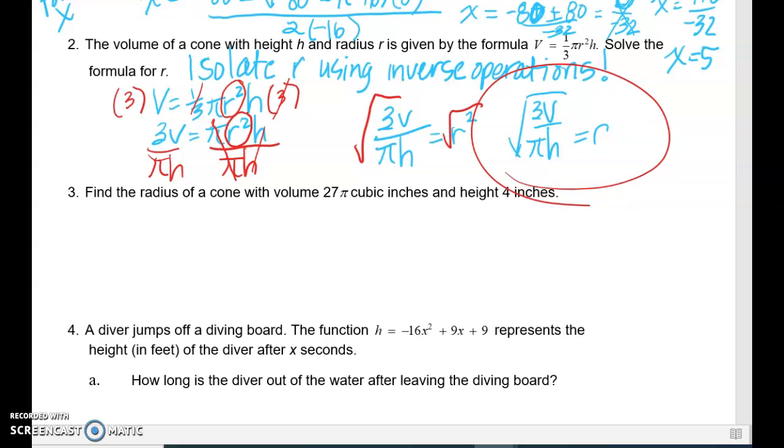So notice it says I want to find the radius of a cone, if my volume is 27 pi cubic inches and a height of 4 inches. So I'm just going to substitute those values in place of those pieces in the formula. It says my volume is 27 pi, so I put 27 pi in place of the volume. And then it says my height is 4 inches.